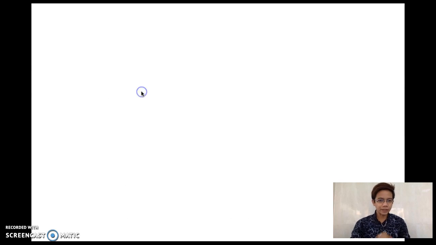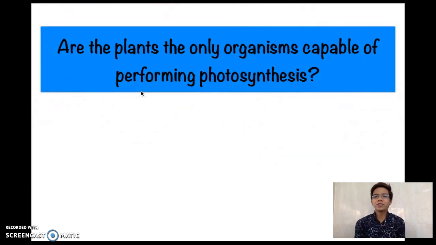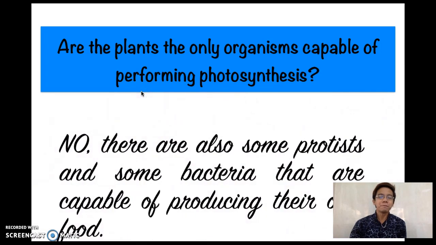Now, we all know that plants do conduct photosynthesis, but I just want to ask you everyone, are the plants the only organisms capable of performing photosynthesis? The answer is no. Basically, there are also some protists and some bacteria that are capable of producing their own food. However, the process is not as complex compared with the plant's process of producing their own food.